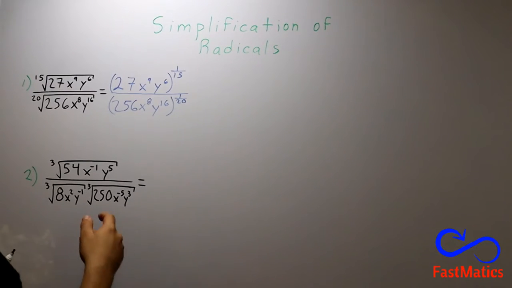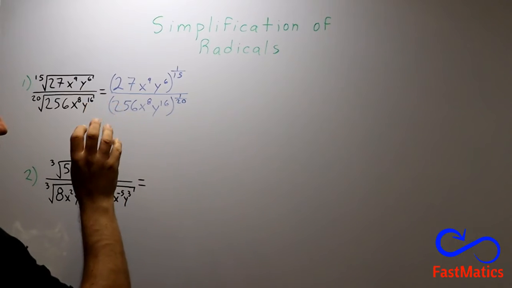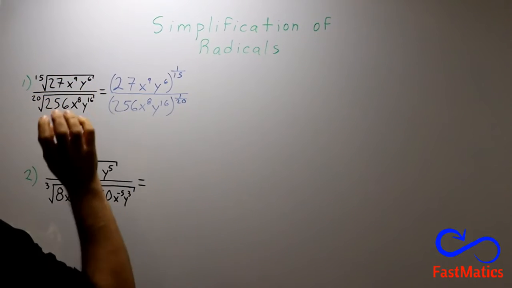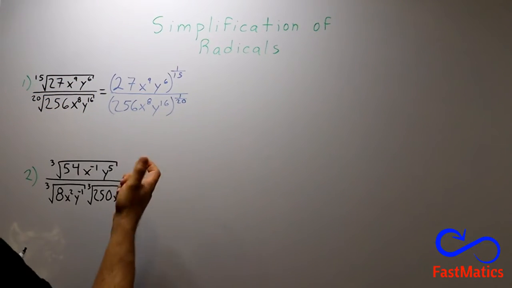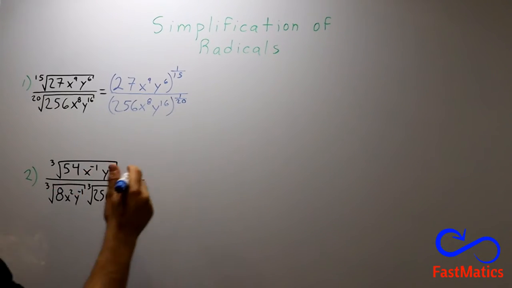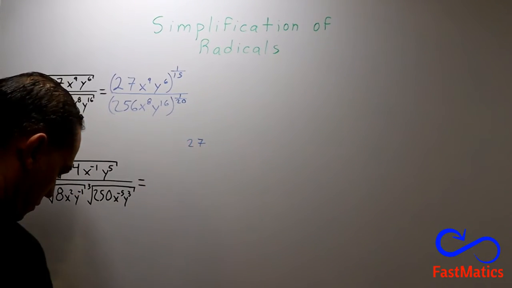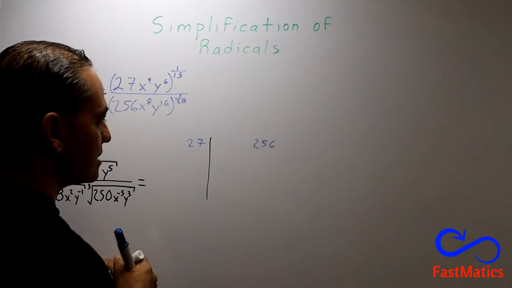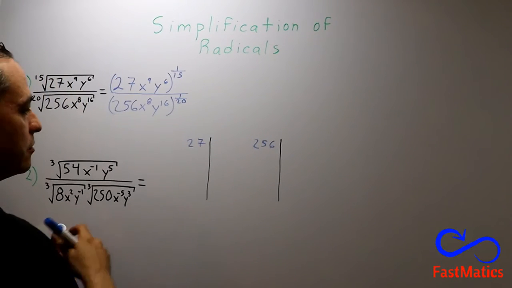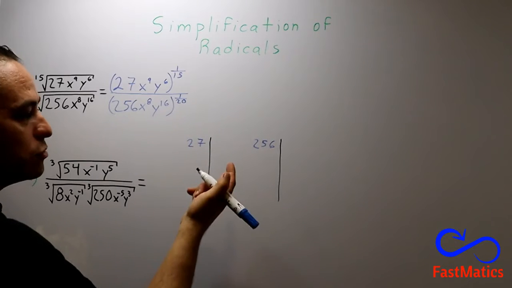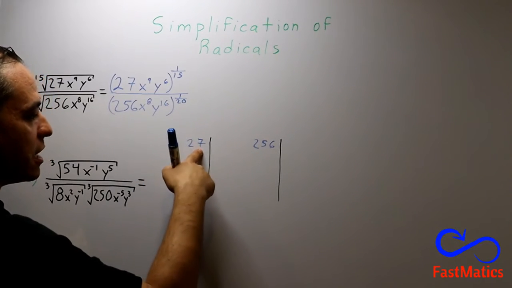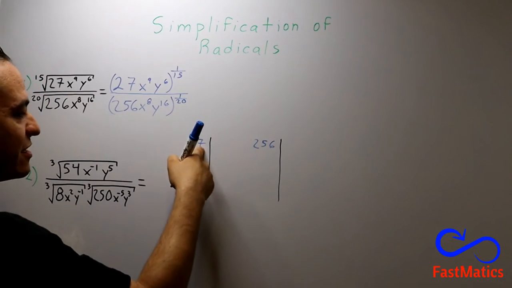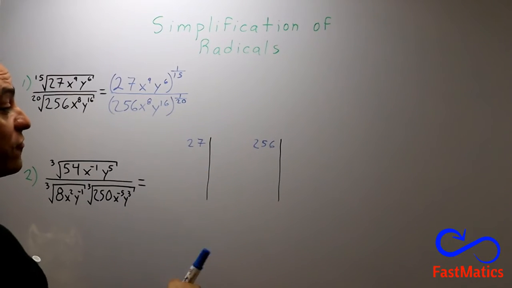Now, what can we do? Please pay attention: when you have numbers inside roots, almost always you need to factorize those quantities. You write the 27 with a vertical line, and you write the 256 with a vertical line. And you see if it can be divided by 2. No, because it is not an even number. But here you can divide it by 3, because if you add 2 plus 7 it is 9, and 9 is a result of the table of 3.